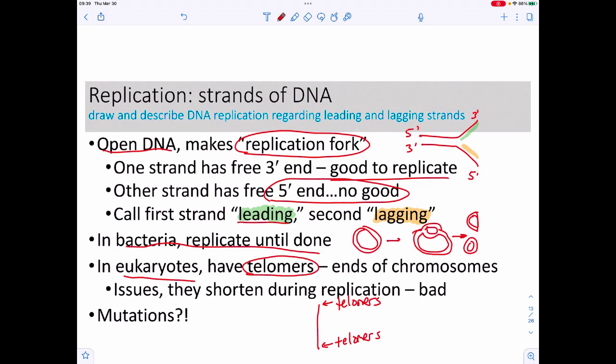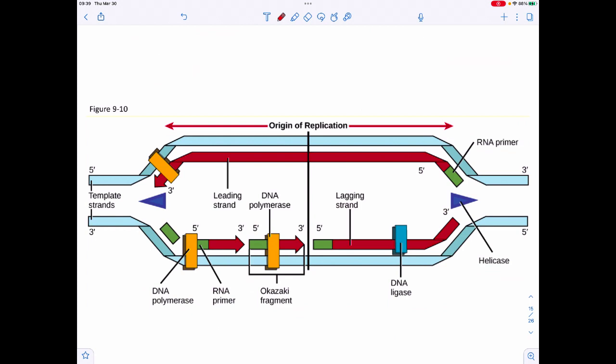And it turns out when they replicate, they get shorter. Some people argue about what this means, and we don't care. Also during replication, this is when mutations can happen. So this is what it would look like overall. So here you see a replication fork.